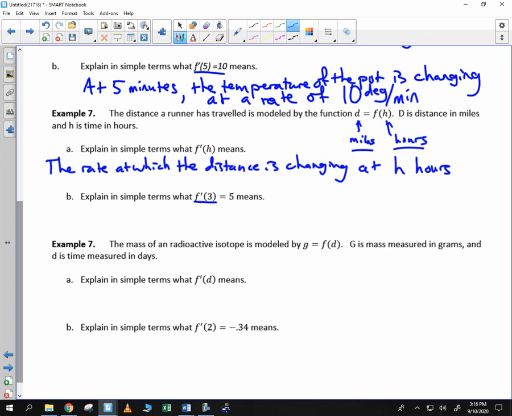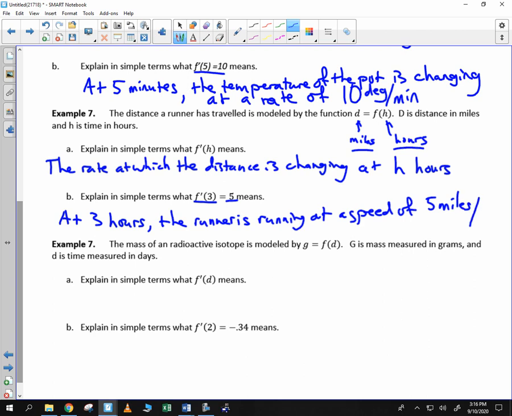So explain what this means. It's very simple. At 3 hours, the distance is changing at a rate of 5 miles per hour, or the runner is running at a speed of 5 miles per hour. That's what f prime of 3 equals 5 means. It means that at 3 hours, he's running at a speed of 5 miles an hour.